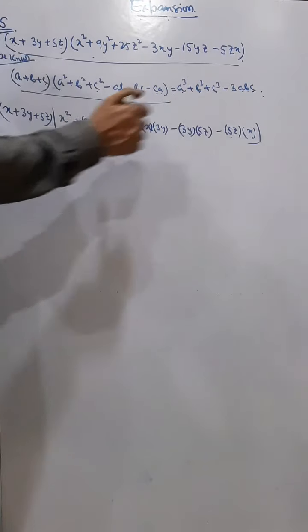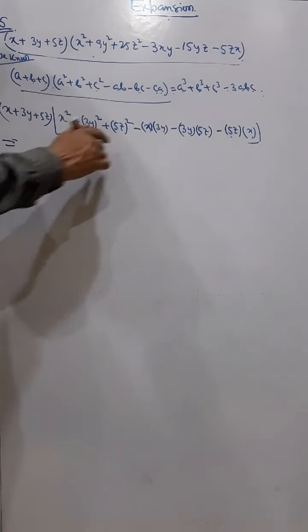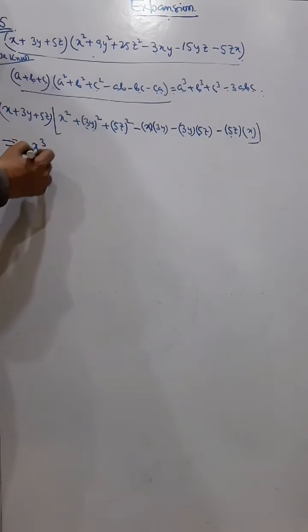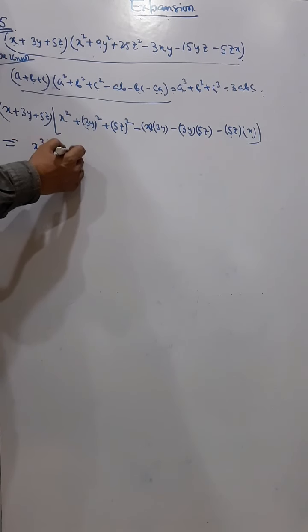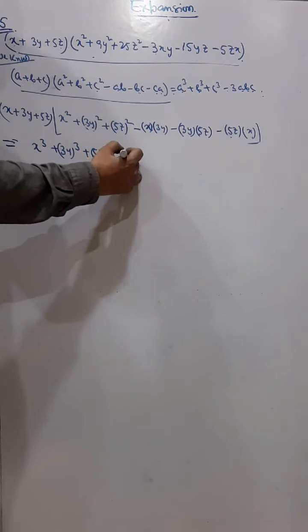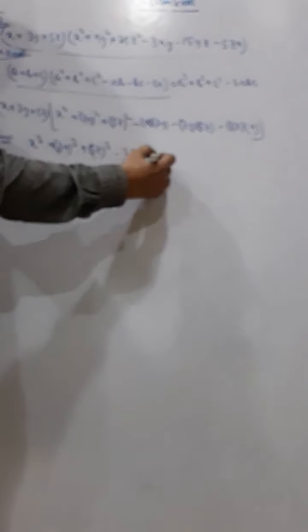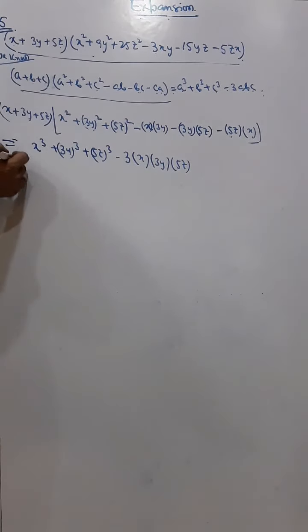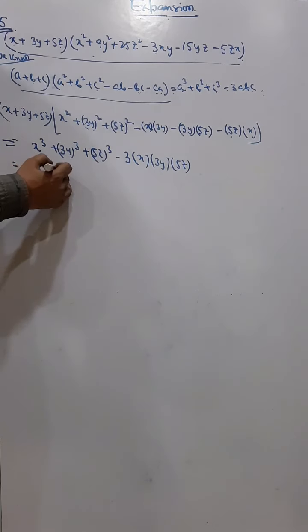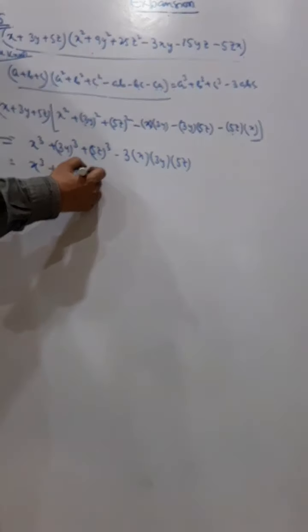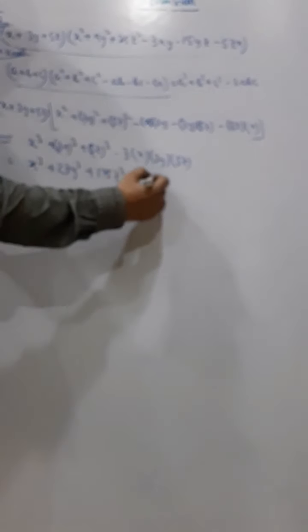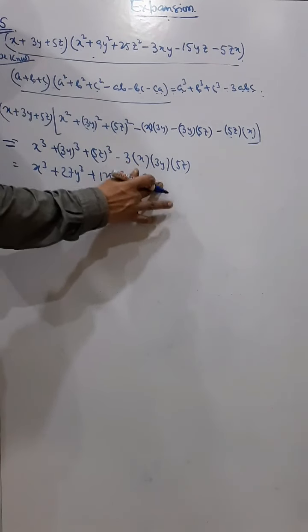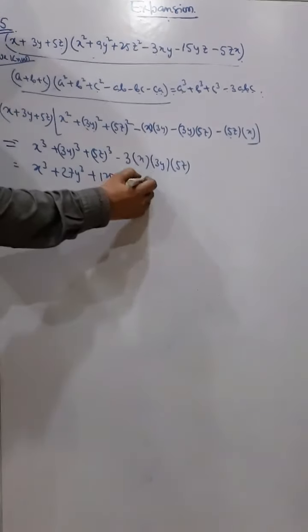A cube plus b cube plus c cube. So this into this equals a cube plus b cube plus c cube minus 3 into a into b into c, and then we got x cube plus 27y cube plus 125z cube minus 9 into 5, that is 45xyz.